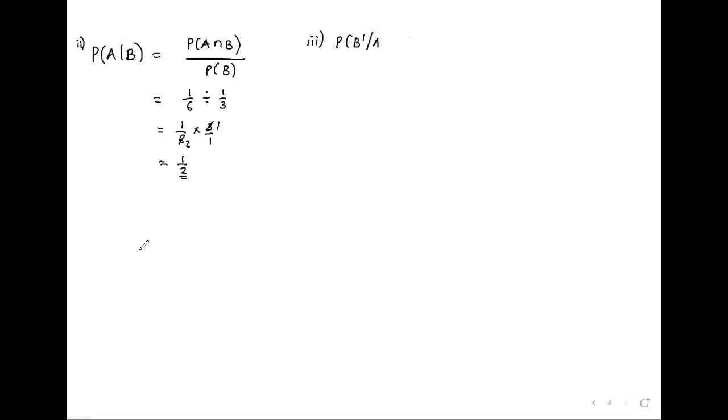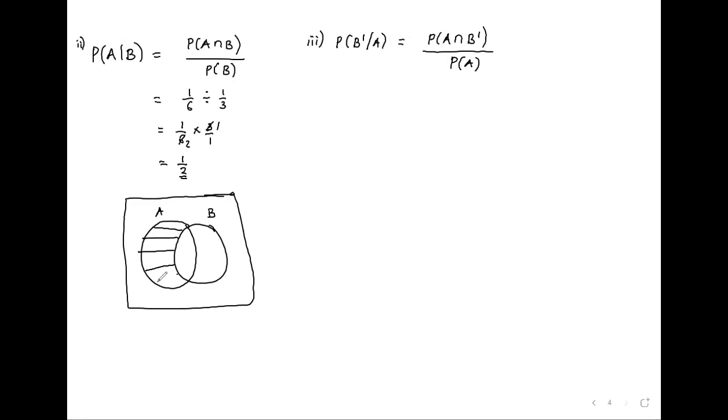Okay. Then next, what is the probability of A given B complement? So when you say given B complement, you get the probability of A intersection B complement over the probability of B complement. So what's the probability of B complement then?